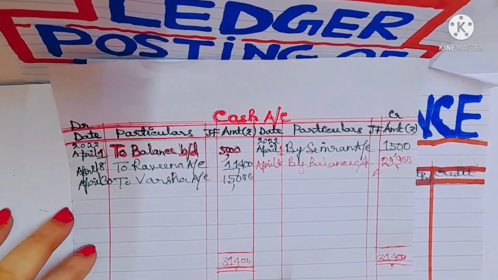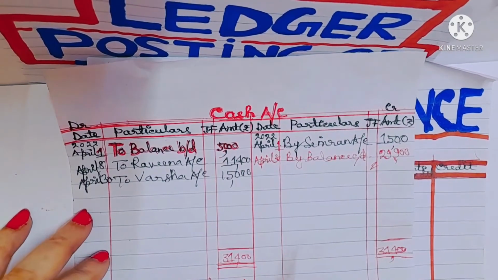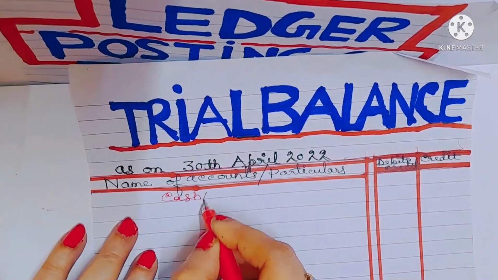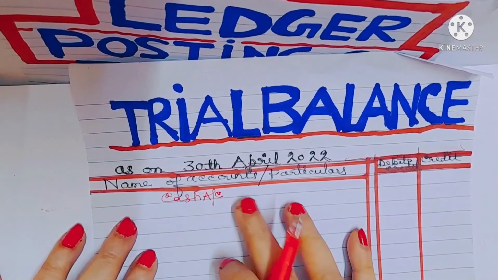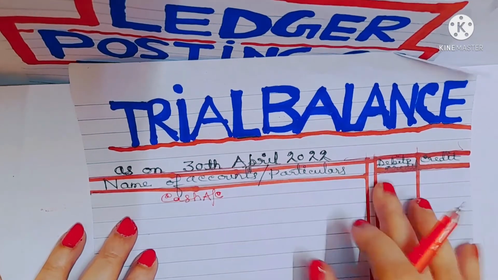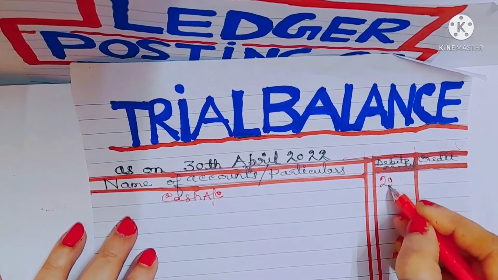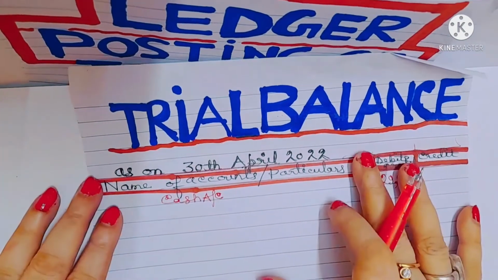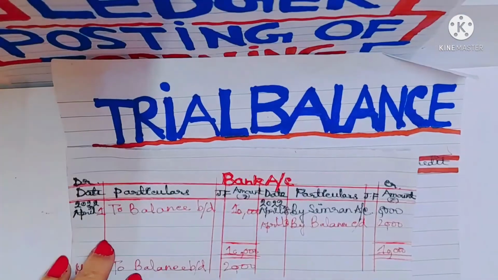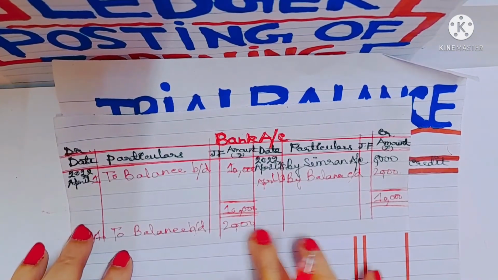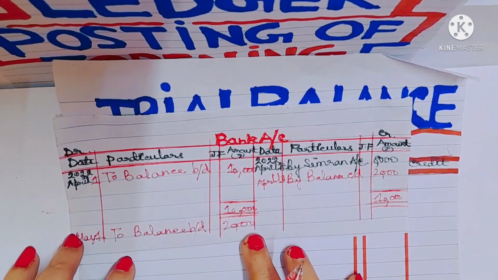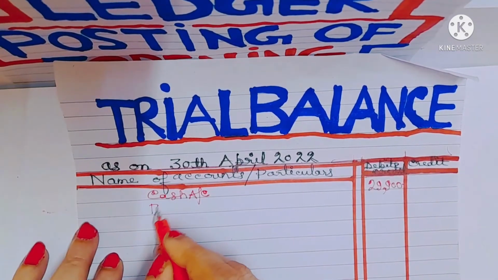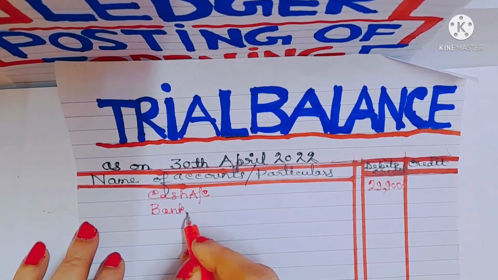Cash account is a debit balance, 29,900. Let's write. So cash account. Since cash account is a debit balance, we'll write the amount in the debit column. 29,900. Understood? So now let's see the next account. Next account is bank account. What is the balance? Bank account is a debit balance also, 2,000. Let's write. Since bank account is a debit balance, we'll write 2,000 in the debit column.